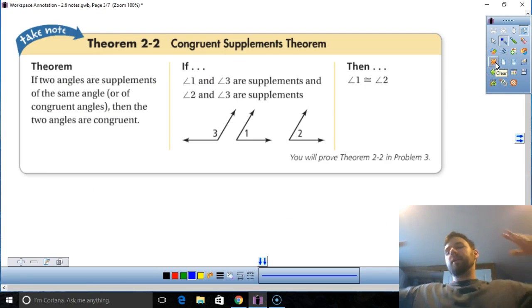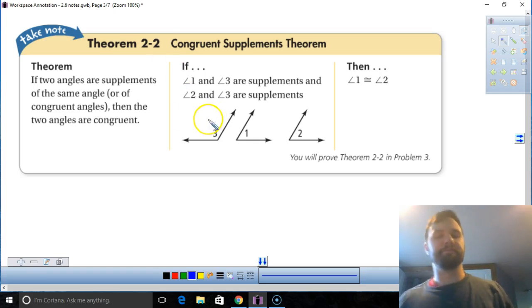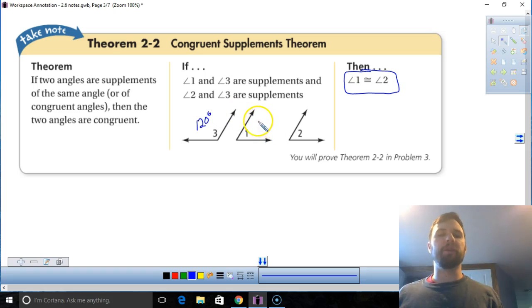Hey, look, it's the congruent supplement theorem. What this says is if two angles are supplementary to the same angle, then they are congruent. For example, on this one, if 1 and 3 are supplementary, and 2 and 3 are supplementary, then 1 is congruent to 2, which makes sense. Because if angle 3 is like 120 degrees, then angle 1 has to be 60, and angle 2 has to be 60.